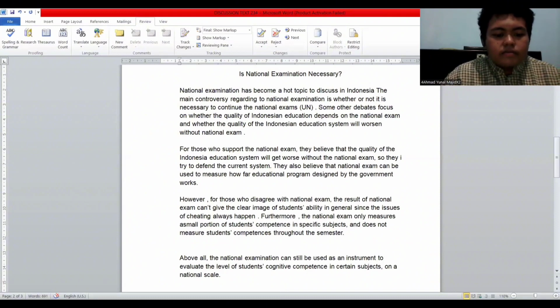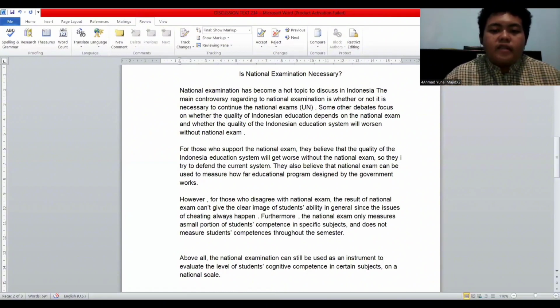Next, in the second paragraph and the third paragraph, we will find the pro and contra. The second paragraph is pro, the supporting point. For those who support the national exam, they believe that the quality of the Indonesian education system will get worse without the national exam. So they believe that the quality of education in Indonesia will be bad without a national examination. So they try to defend the current system.